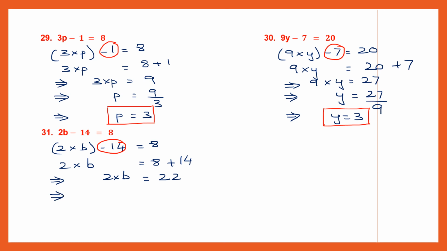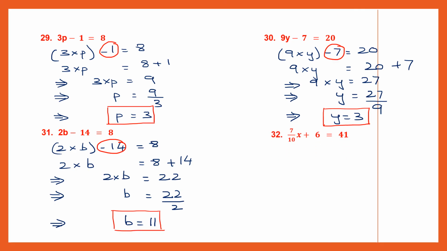So to find the value of b, we are going to divide 22 by 2, because I've transposed 2 from the left to the right, it becomes division. 22 divided by 2 is 11, because 2 11s are 22. So the value of b here is 11. This is our answer. b is equal to 11.